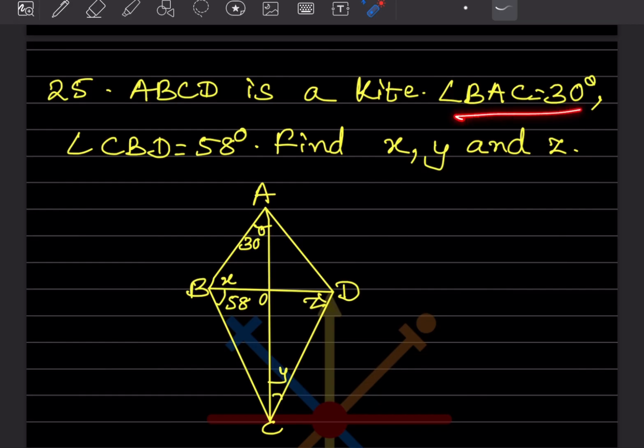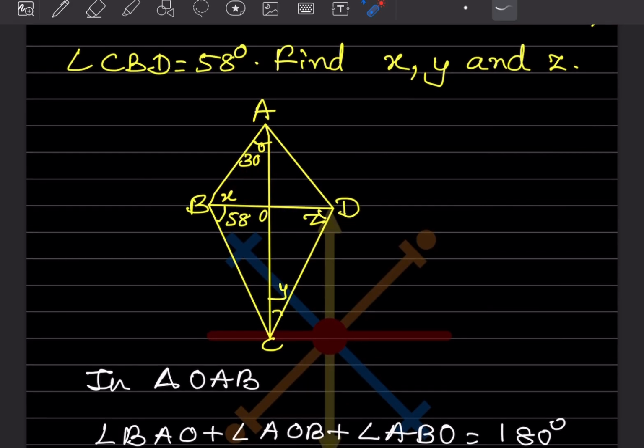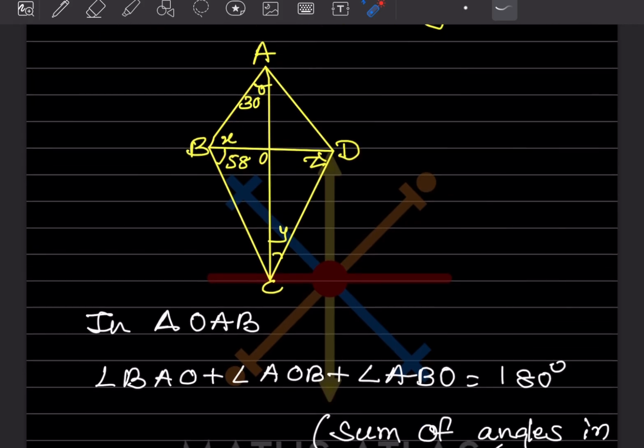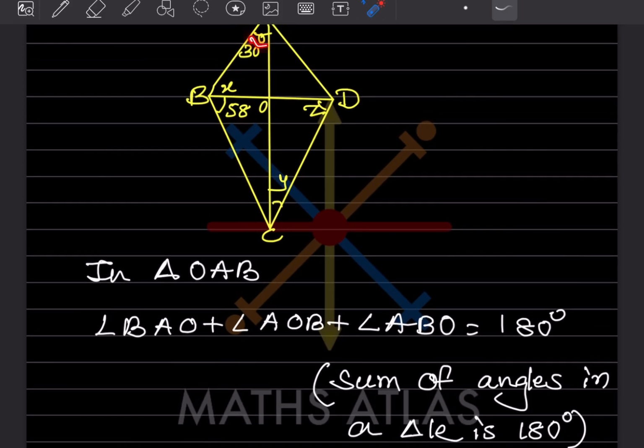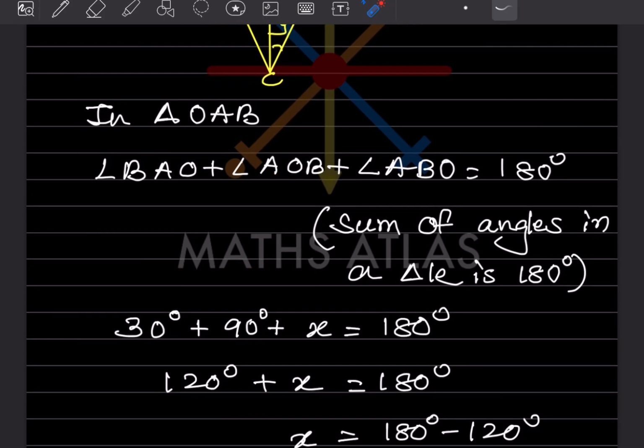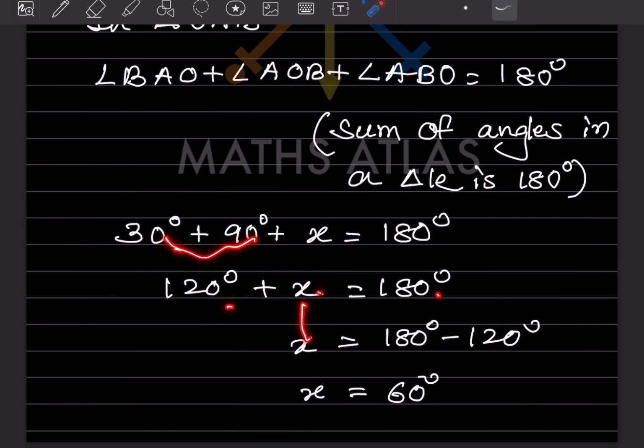ABCD is a kite and angle BAC is 30 degrees and angle CBD is 58, and you have to find out X, Y and Z. This is the figure given. So what we can see in this triangle OAB is that angle BAO plus angle AOB plus angle ABO should be 180, because the sum of angles in a triangle is 180. And this should be 90 degrees. So BAO is already given, this is 30, this is 90 and this is X, that is 180 degrees. So 120 plus X is 180, so X is going to be 180 minus 120, so X is going to be 60 degrees.